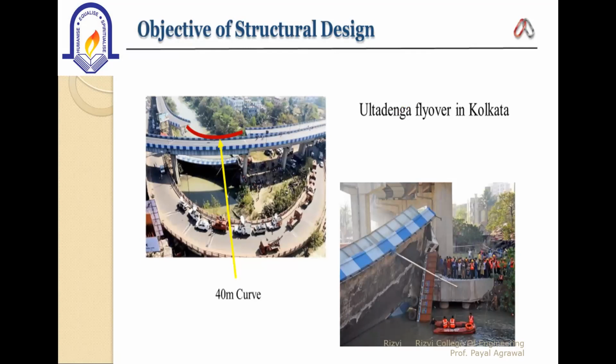As well, for the objective of structural design, one example is given over here, that is the Altadenga flyover in Kolkata. As you can see, it is quite curved. It is up to a 40-meter curve. So it is also checked by the IS code provisions only. As per the IS code provisions, this much curve is permitted. It is one of the examples of a flyover in Kolkata. In that flyover, quite a curve is there, that you can see in this diagram, that is the 40-meter curve. Still it is safe for traveling.